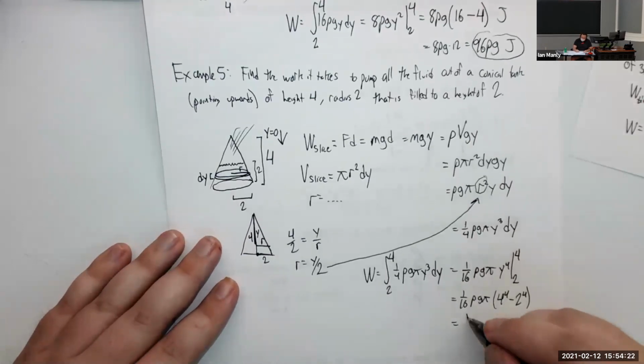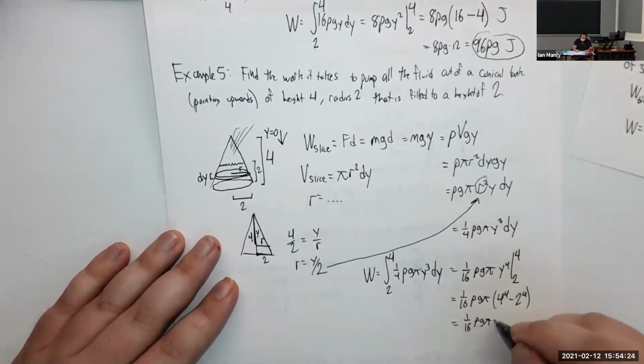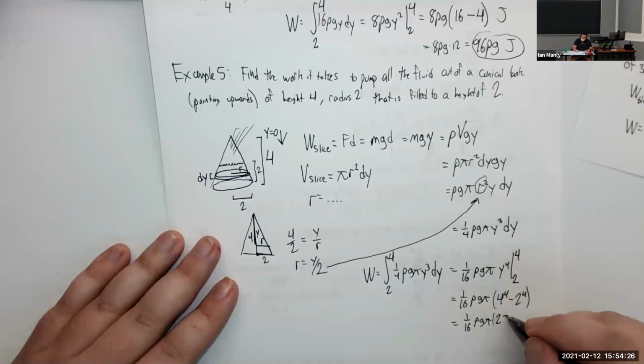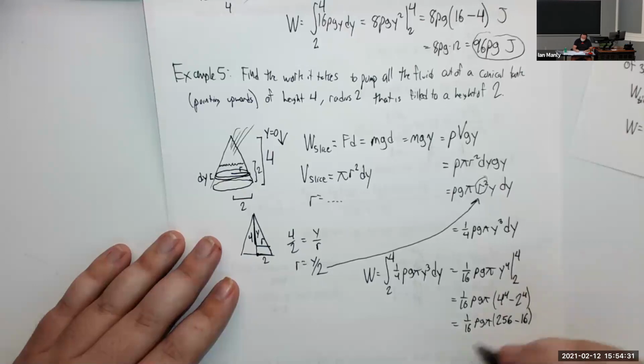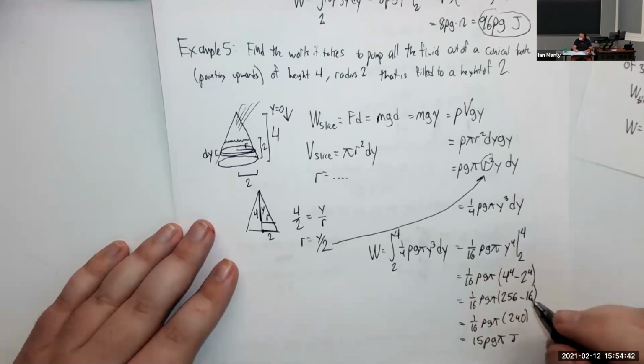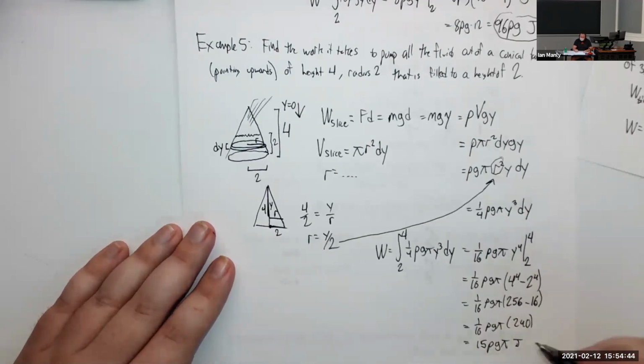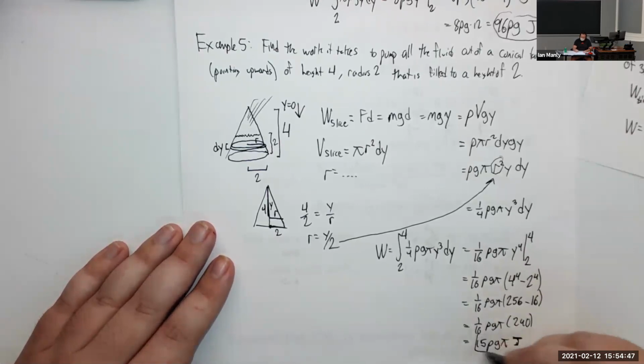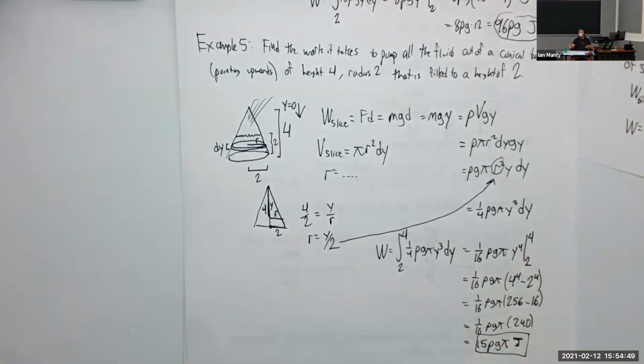All right, we have to deal with some kind of big numbers here. 4 to the 4th is 256. 2 to the 4th is 16. So we have 1/16 of 240. And if we simplify that, that will end up being 15. So we have 15 rho g pi joules. So that's a lot of constants there, but you can leave all of them in there. That's totally okay. You can leave all 3 of those constants in there.